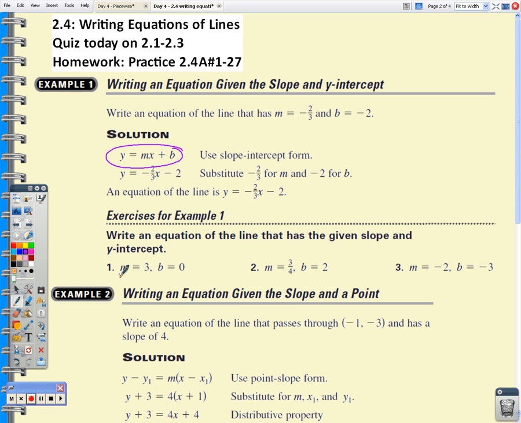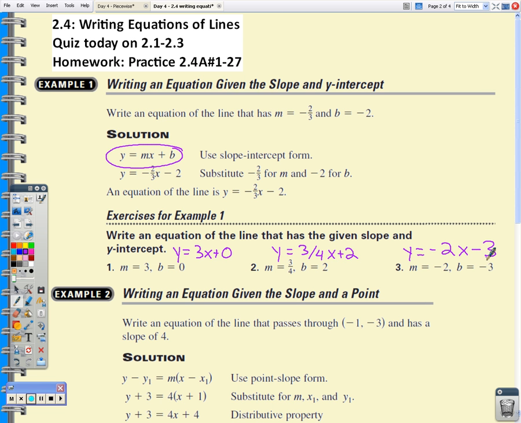So for example, number 1, y equals 3x plus 0, or you don't even really need the plus 0, because the slope is 3 and the y-intercept is 0. Number 2, y equals 3/4 x plus 2. Y equals negative 2x minus 3. Pretty straightforward. If you're given the slope and the y-intercept, you just plug them in.